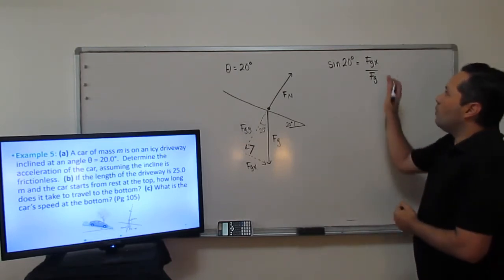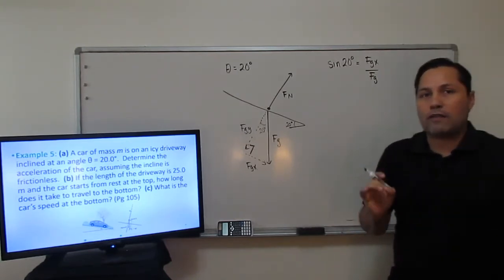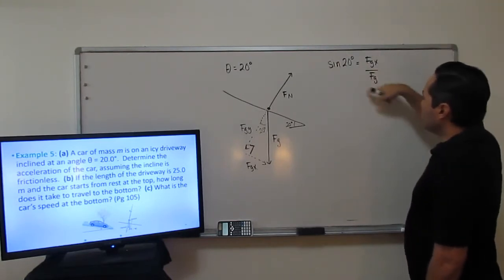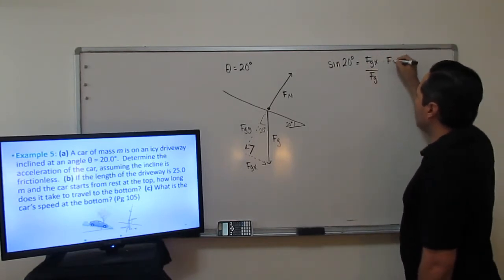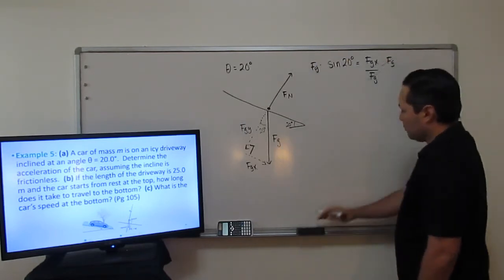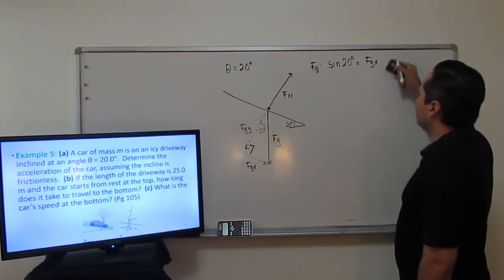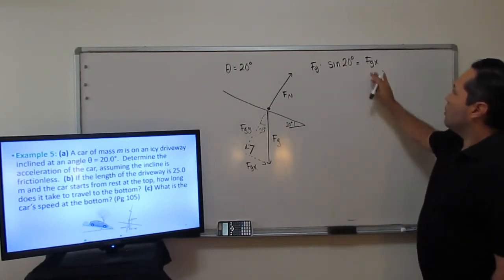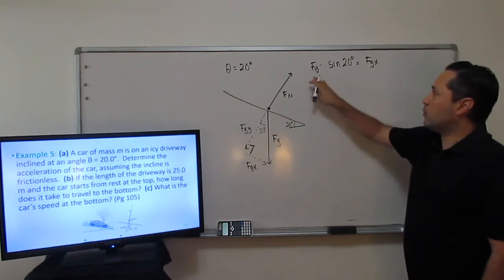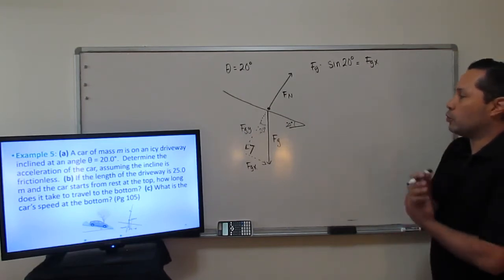Now I want to solve for force gravity on the x-axis. That's the one I'm interested in, so I want to isolate it. That means get rid of force gravity, so they cancel each other out. And there we go. Force gravity on the x-axis is force gravity multiplied times sine of 20 degrees.